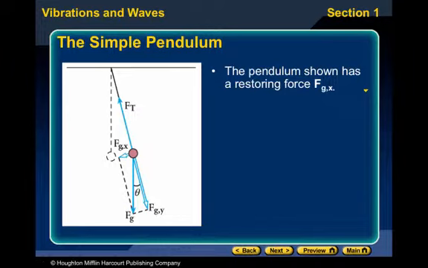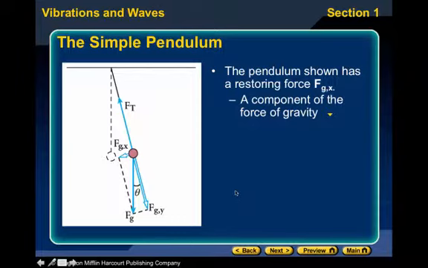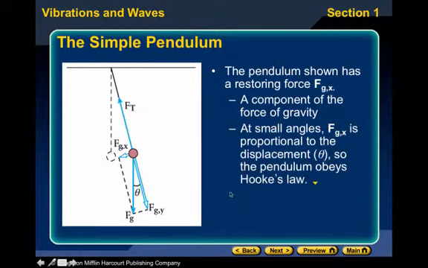Pendulums, same idea. When you pull the pendulum out, there's a restoring force to come back to equilibrium, which is straight down. Part of that is because of gravity. So at small angles, it's proportional to the displacement. So it's considered simple harmonic motion. The force of gravity just has a different effect on it. We use small angles.